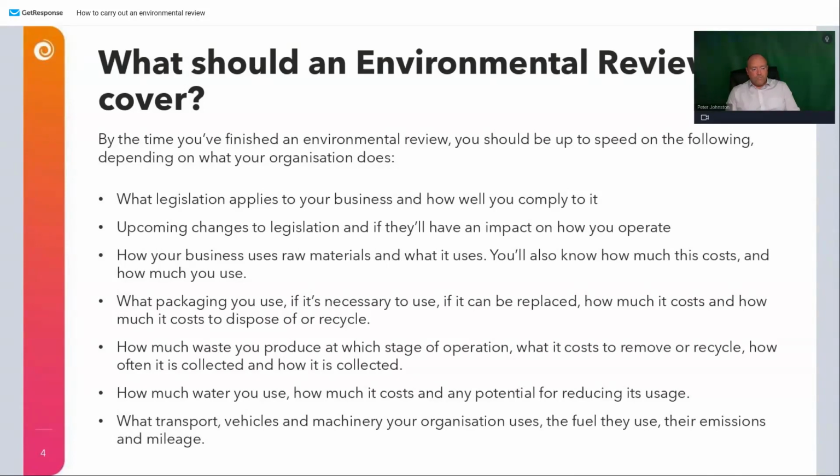What transport? What kind of vehicles, machinery? What kind of emissions do they give? A diesel-powered van from 25 years ago gives completely different emissions from a diesel vehicle today, which also gives completely different emissions to an electric vehicle of today. So understanding what you currently transport, what kind of equipment you've got, and what kind of emissions. So they're the kind of things that you're going to be looking at. That's the kind of thing that's going to be included within your environmental review.